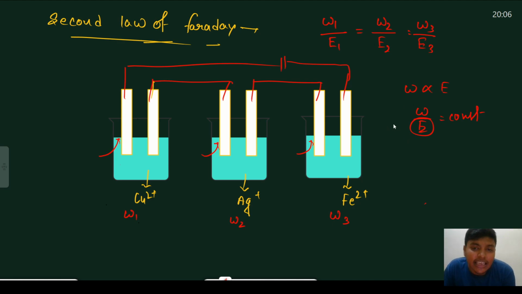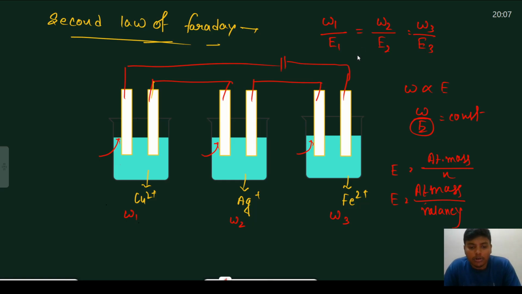Now you will say, sir, you told E already, but we couldn't understand. So remember this: equivalent weight E is equal to atomic mass divided by n, where n you know how to calculate from a reaction. Or sometimes E is equal to atomic mass divided by valency, the valency of the atom. Clear or not? Yes. So W1 by W2 equals E1 by E2; such questions will come.